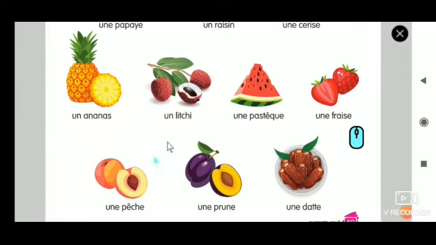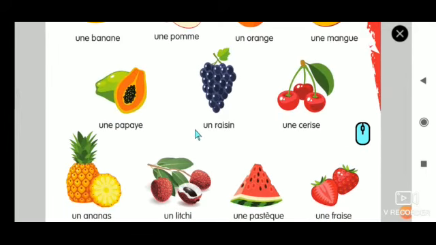That's it. So only 4 fruits are there: un litchi, un ananas, un raisin, and un orange. So only these 4 fruits are masculine fruits. Other than that, if I see any other fruit, undoubtedly, or keeping my eyes closed, I will write une: une banane, une pomme, une mangue. So papaya, I don't know either it is un or une. But in my list there are only 4 fruits which are masculine, so automatically I will write une.